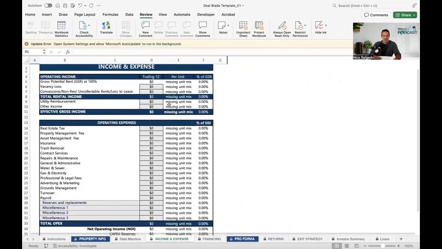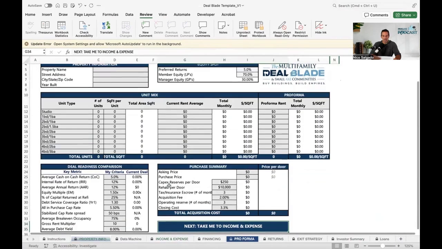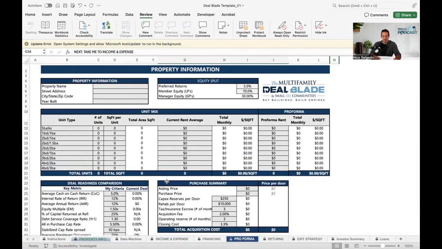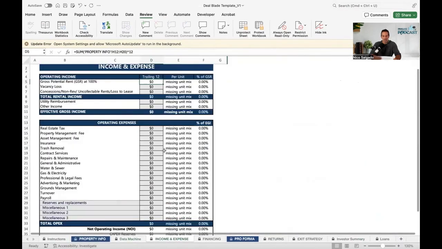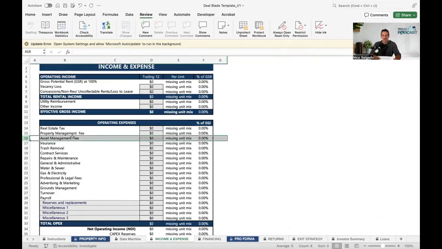Now on this tab, you go to the T12 and you just pull out all the information. The gross potential rent was already pulled for you. It's done from the property info tab based on what you input here. Now on the income and expense tab, we have the utility reimbursement, which you input from the T12, other income from the T12, taxes, property management, asset management fee, et cetera. Typically, you're not going to see an asset management fee. I've never really seen one, maybe a couple of times on a T12. So don't even worry about that.